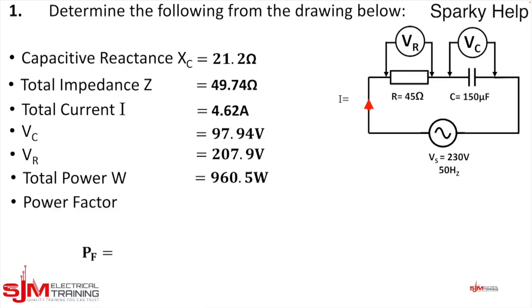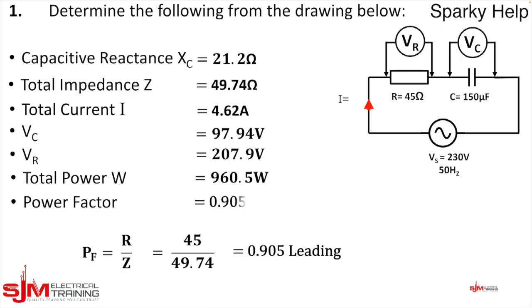Power factor next. Again, we could use the voltages, but we're going to use R over Z. 45 over 49.74 gives you 0.905 leading power factor. Remember, it is what the current is doing to the voltage, and it is leading in this case.